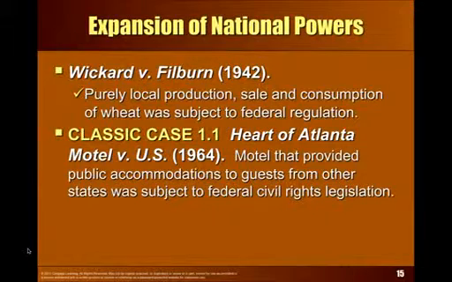In 64, there's this case, Heart of Atlanta Motel versus U.S. What case is that on? Or what page is that on? 13.